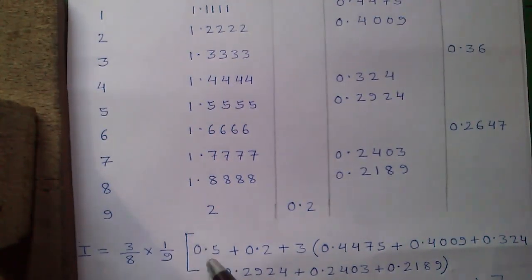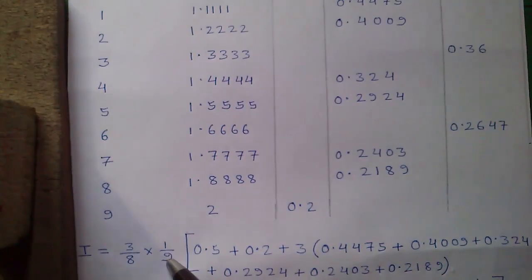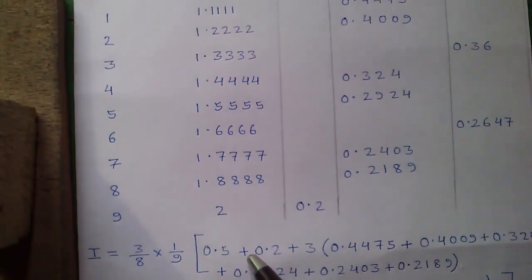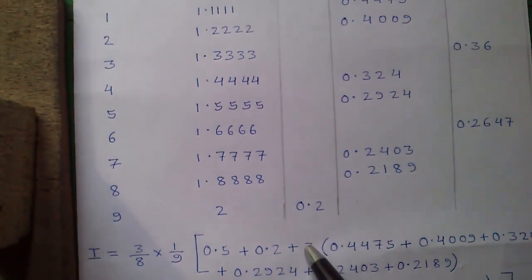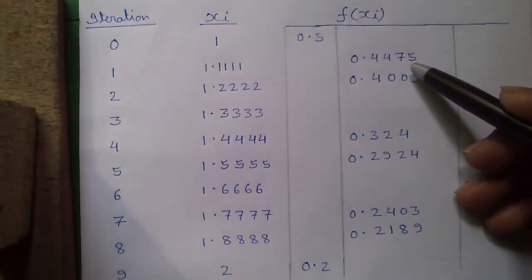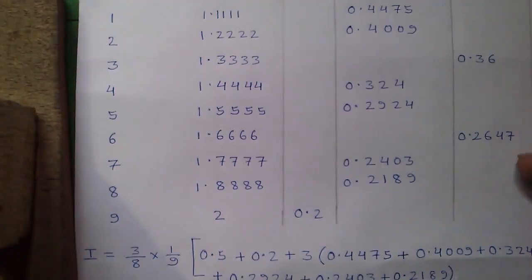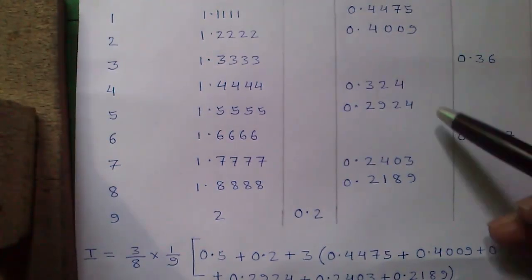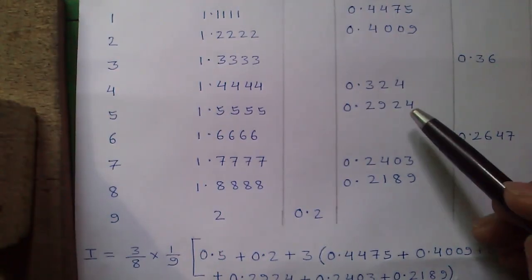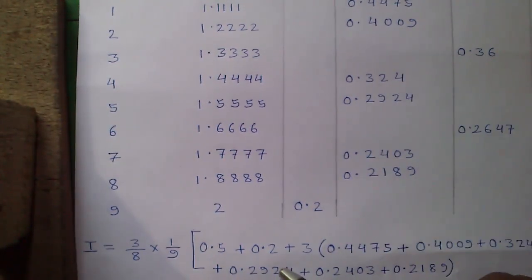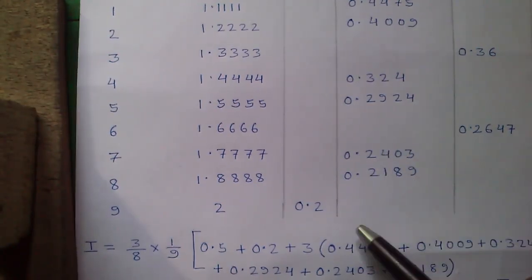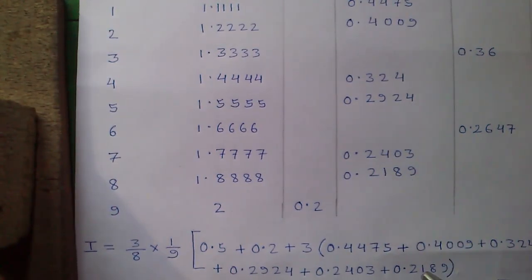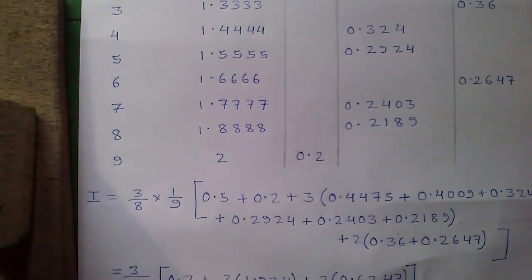And now we will come to our calculation. 3 into 8 into h, h is 1 divided by 9, into f of 0 value, which is our first value, plus f of n value, which is our last value, plus 3 into the sum of all these values. So 3 into 0.4475 plus 0.4009 plus 0.324 plus 0.2924 plus 0.2403 plus 0.2189, plus 2 into these two values. So plus 2 into 0.36 plus 0.2647.